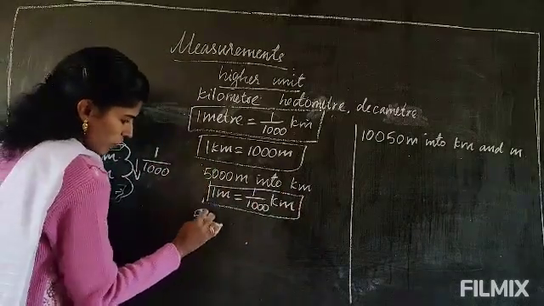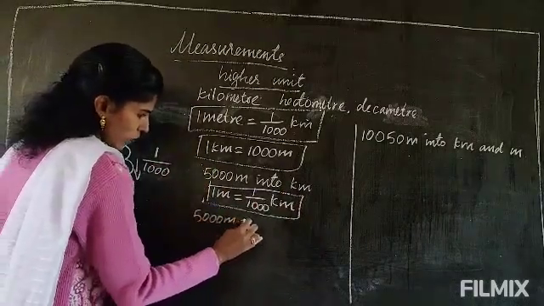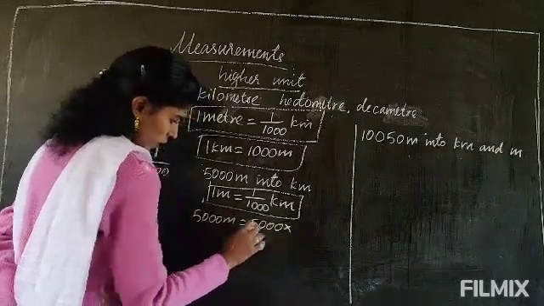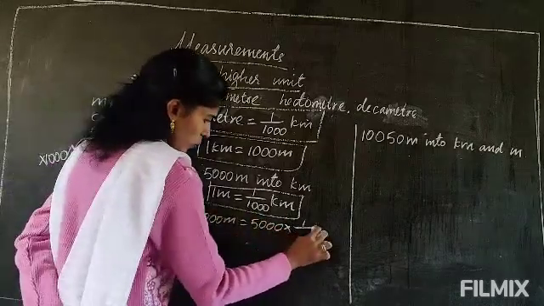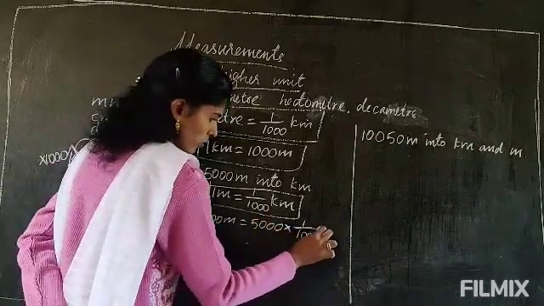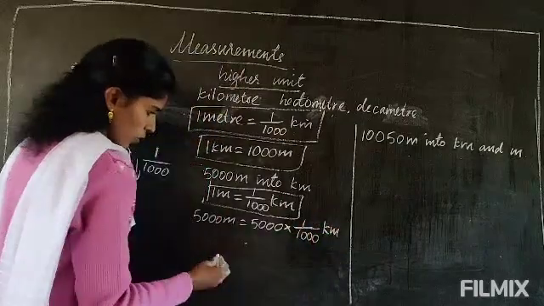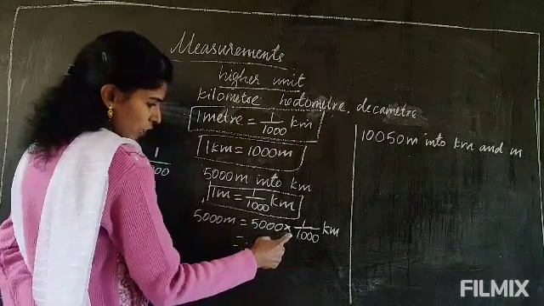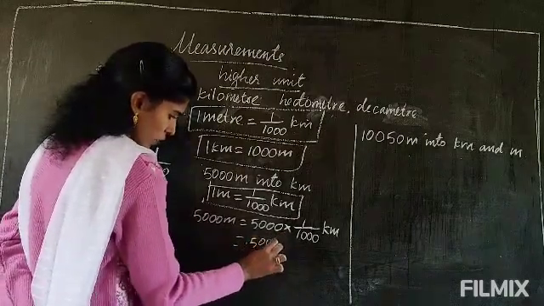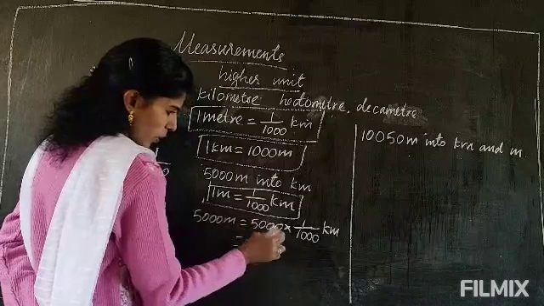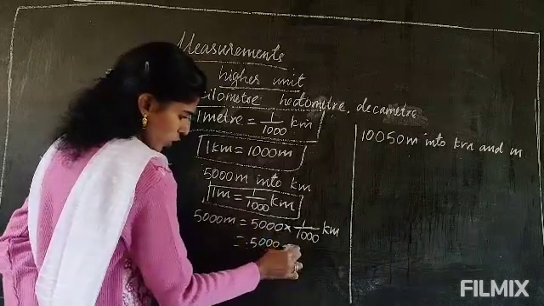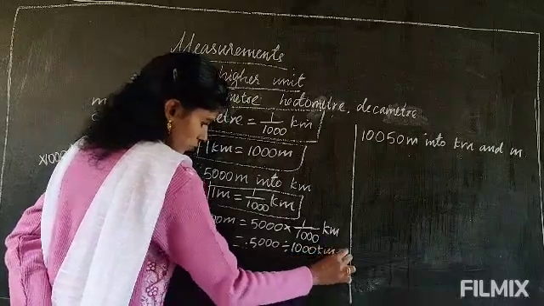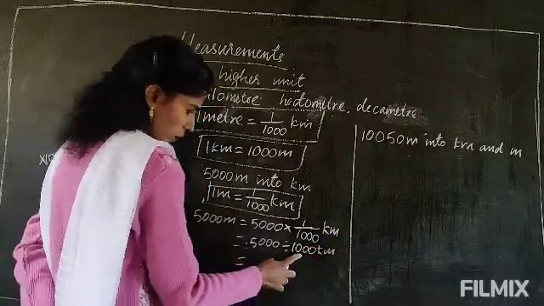So now the answer will be 5,000 meter equal to 5,000 multiplied by, instead of meter you have to write 1 by 1000 kilometer. Now this will be in fraction, you have already learned like this. When it is there, you write it as divide. 5,000, this is the whole number. This whole number you divide by this denominator, 1000 kilometer. So 5,000 divided by 1000.